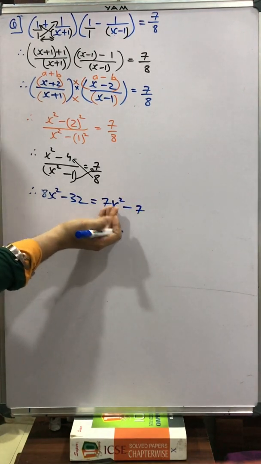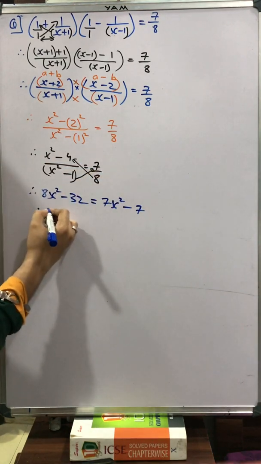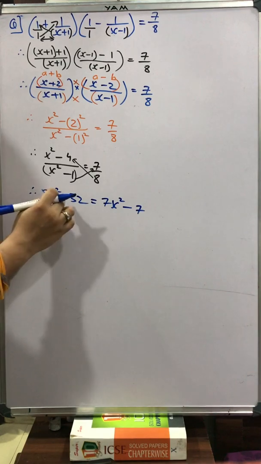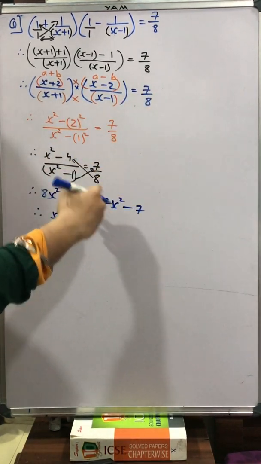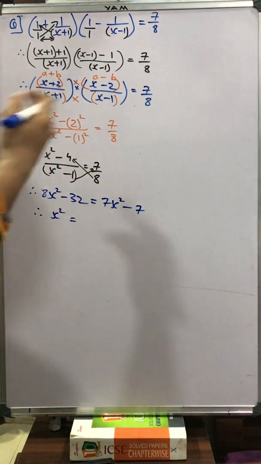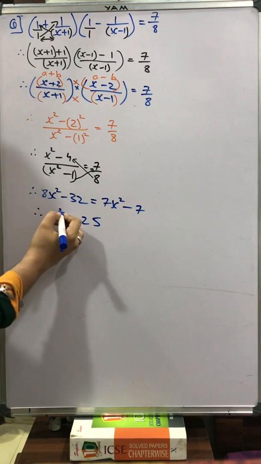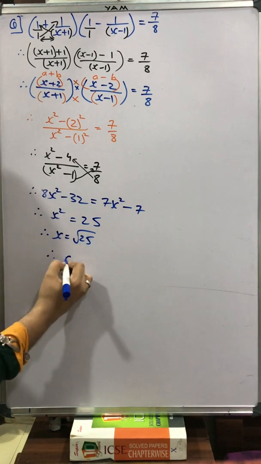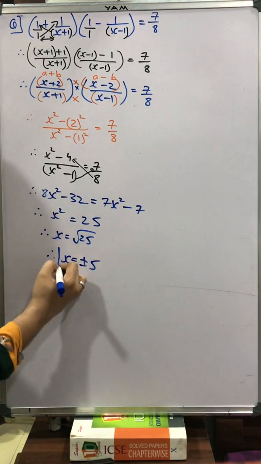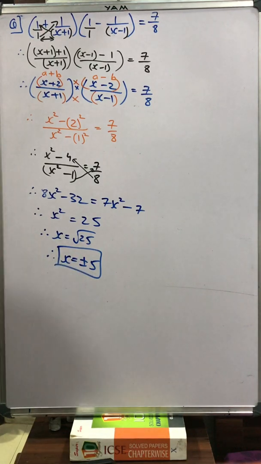When 7x square comes here, it will become minus 7x square, so 8x square minus 7x square, only 1x square will be remaining. And when this minus 32 goes to that side, it will become plus 32, so plus 32 minus 7. So from 32 you have to subtract 7, it will be 25 remaining. The square goes to the right side and becomes a square root, so x is equal to square root of 25. Therefore x is equal to plus minus 5. Don't forget, whenever we have a square root, the answer will always be plus and minus. It was a good and important question, students.